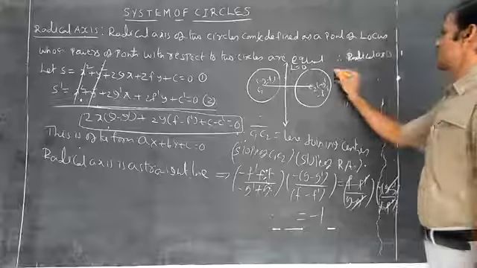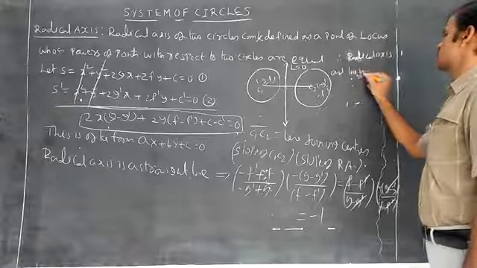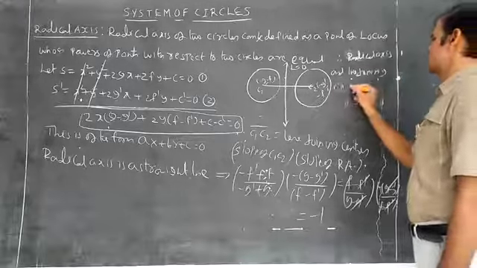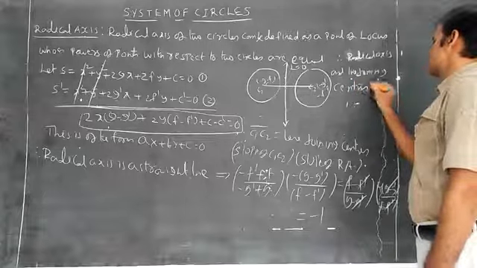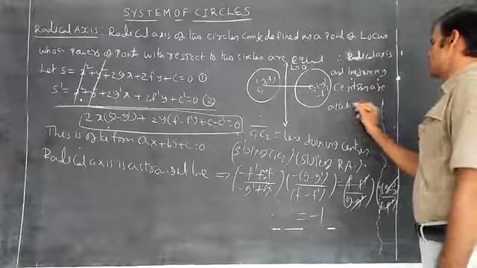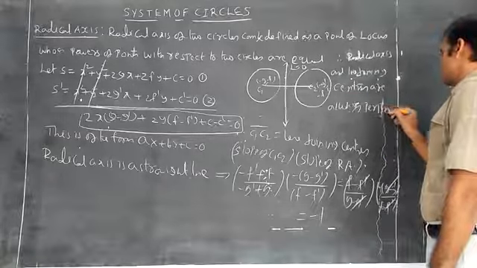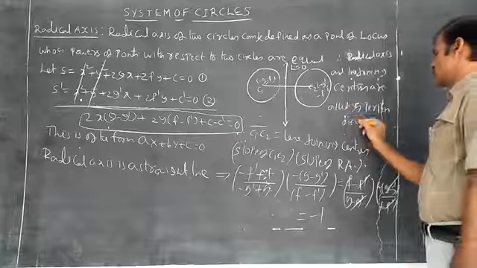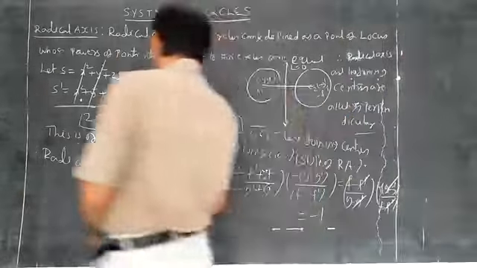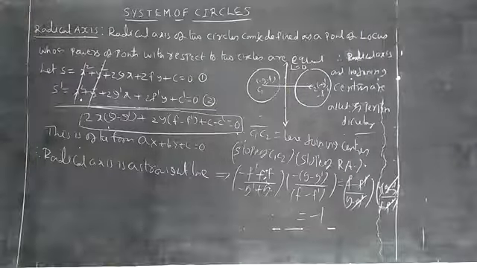Radical axis and line joining centers are always perpendicular. It is a theorem. This is the theorem of radical axis and line joining centers.